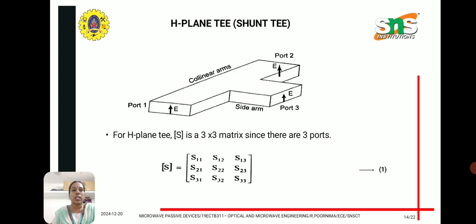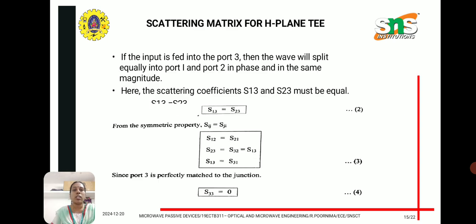We can see this diagram here. The side arm is attached along the width. Here we have 1 and 2 as collinear arms and port 3 is the side arm. The S matrix can be derived similarly to the E plane T, but there is only one condition, that is S13 equal to S23. In E plane T we consider S13 as minus S23 because that is the opposite phase. This is the only difference between these two.